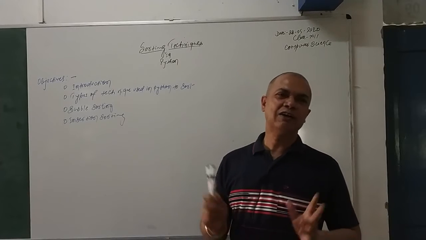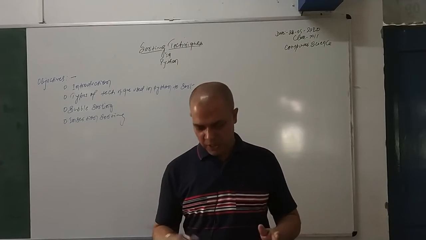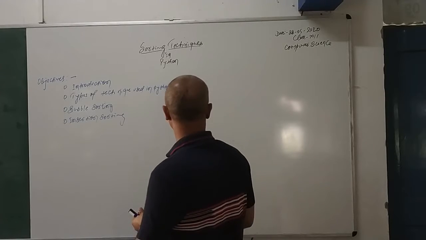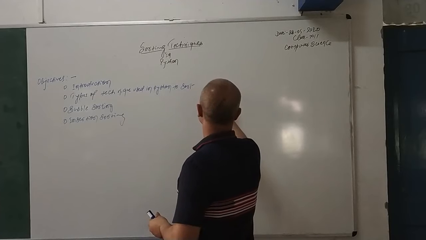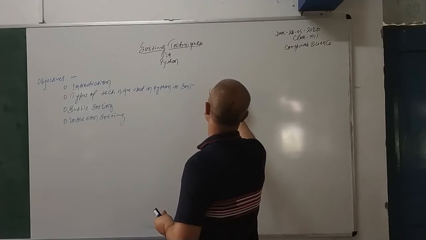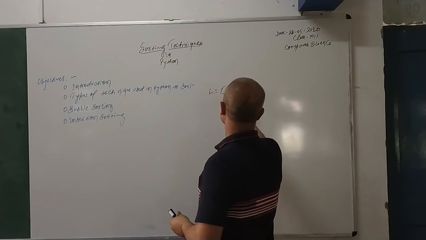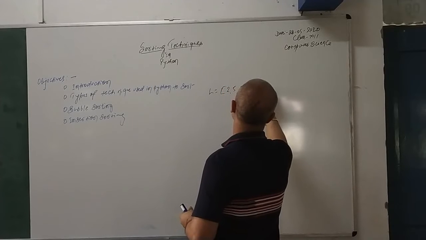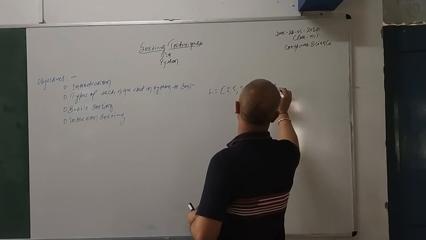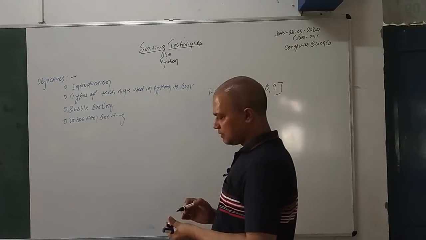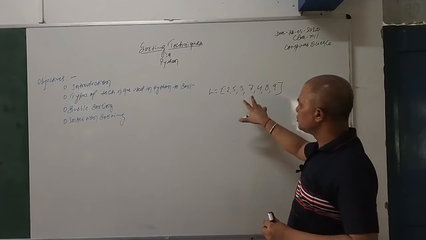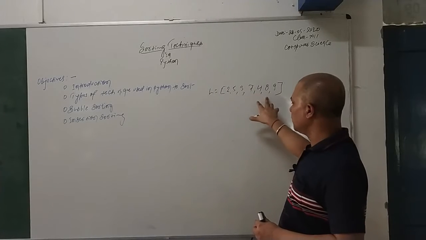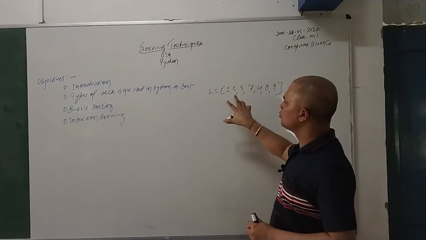First of all, I would like to discuss bubble sort. Let's take an example of a list. Suppose L equals 2, 5, 3, 7, 4, 8, 9. This is my list. As you can see, it's not in order, it's in a haphazard way, and this list I want to sort.